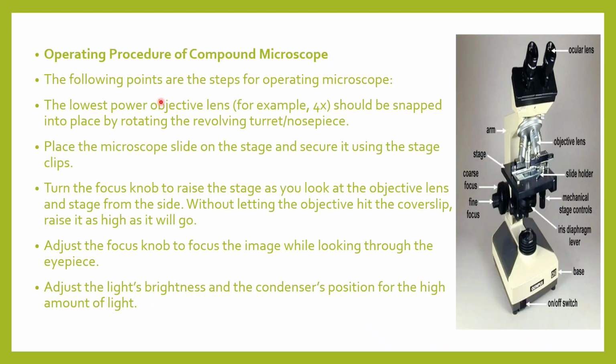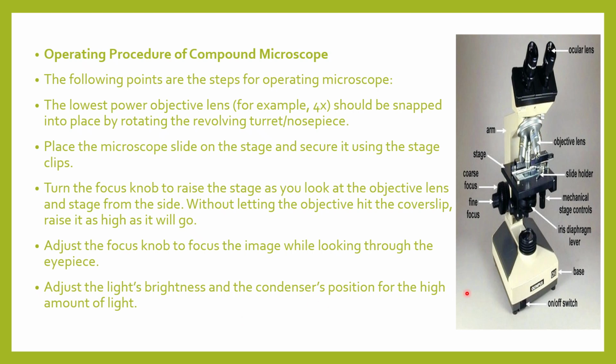Next is the operating procedure of the compound microscope. The following points are the steps for operating a microscope. The lowest power objective lens should be snapped into place by rotating the revolving nose piece. Place the microscope slide on the stage and secure it using the stage clips. Turn the focus knob to raise the stage as you look at the objective lens and stage from the side. Without letting the objective hit the cover slip, raise it as high as it will go. Adjust the focus knobs to focus the image while looking through the eyepiece. Adjust the light's brightness and condenser's position for a higher amount of light.